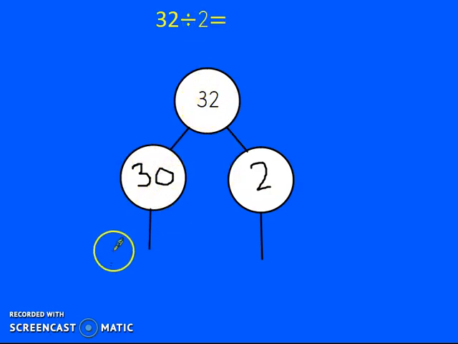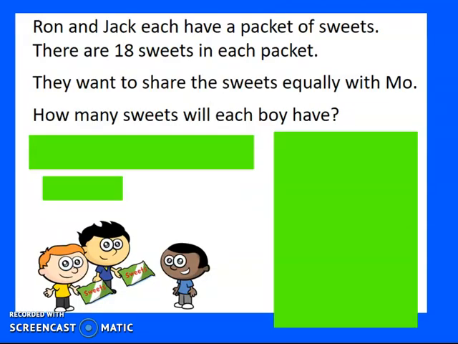It is the same. So 30 divided by 2, or half of 30, is 15. And then 2 divided by 2, or half of 2, is 1. So now we can add those numbers together and it equals 16. Fantastic. So 32 divided by 2 equals 16. Well done.